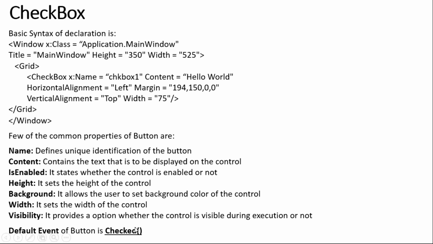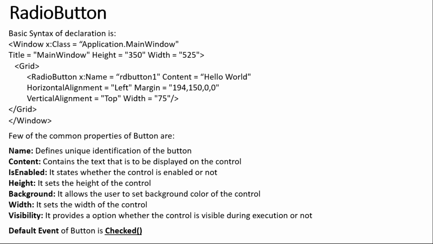It is the checked event, not the checked changed event. Moving on to radio buttons. Same thing, name equals RD button 1. If you want to display some value with that particular control, you can use the content property. Again, the event is checked, not checked changed, because in Windows Forms we have the checked changed event.